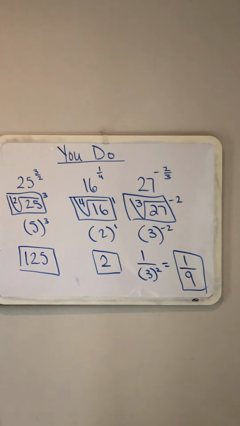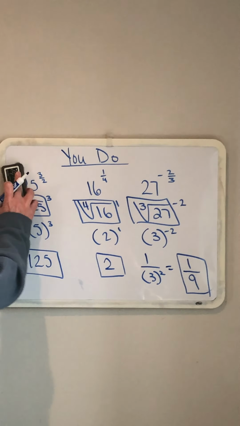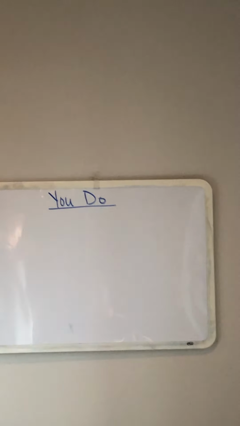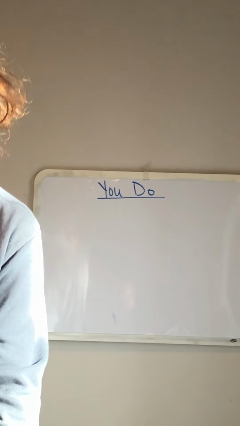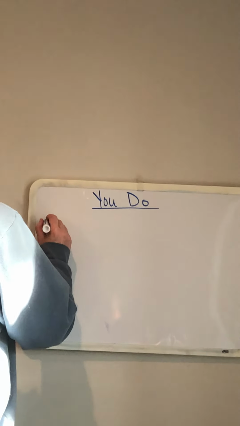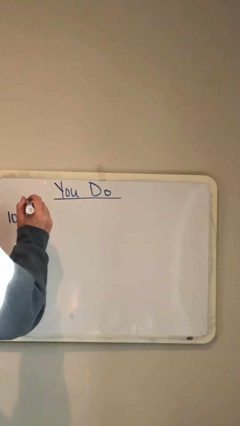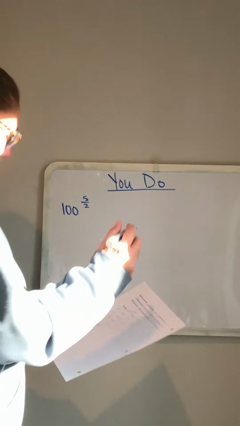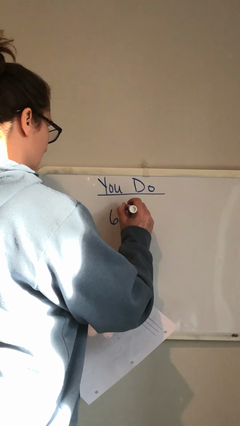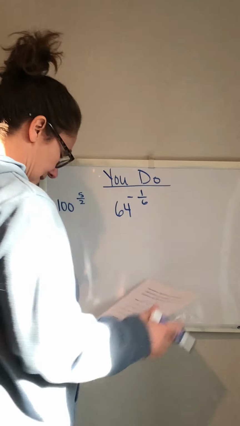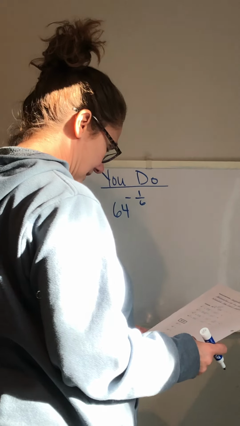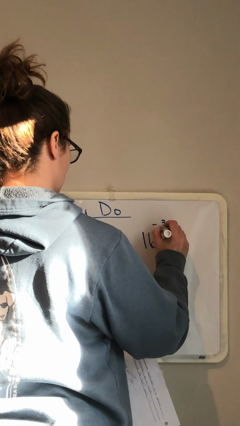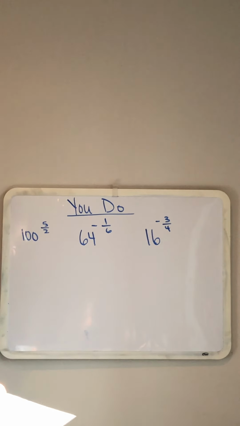There's the first 3. Now let's put the next 3 up there. The next 3 are 100 to the 5/2, 64 to the negative 1/6, and 16 to the negative 3/4. Again, the negatives are kind of weird. It looks like they attached to the fraction.